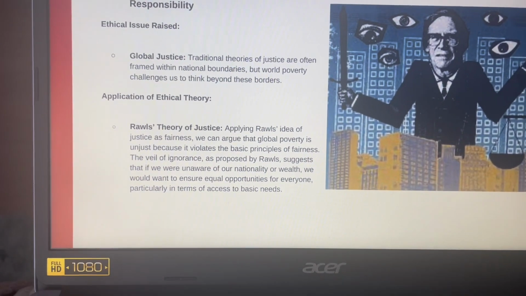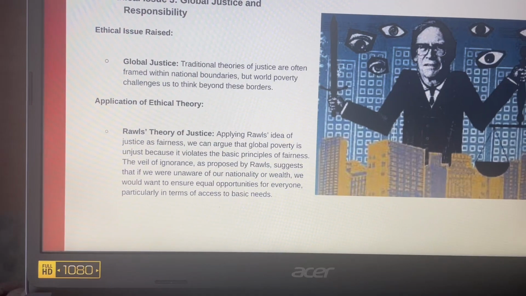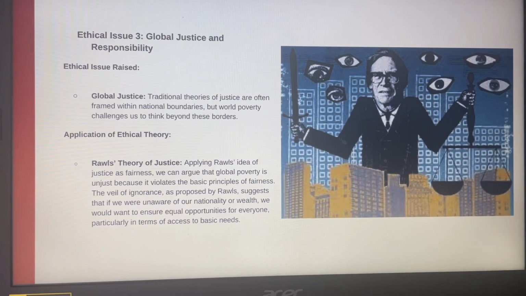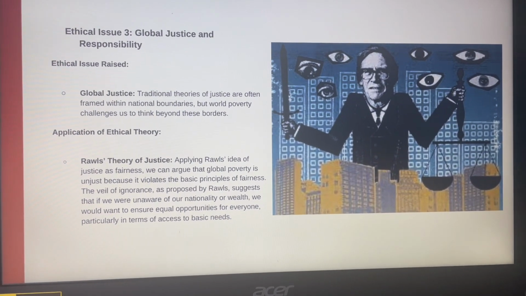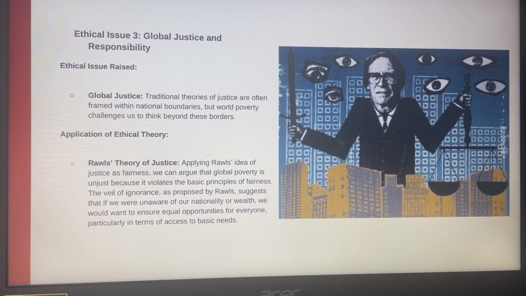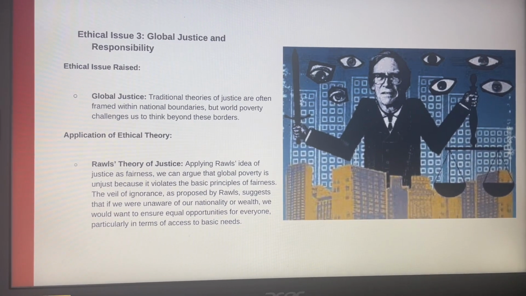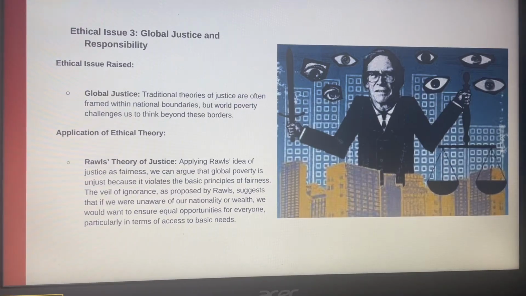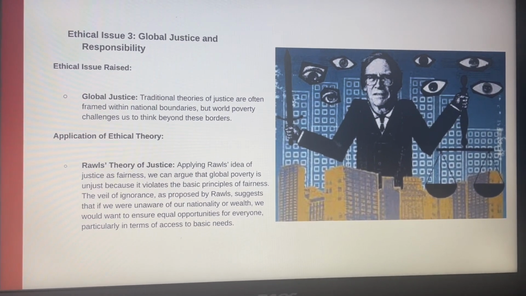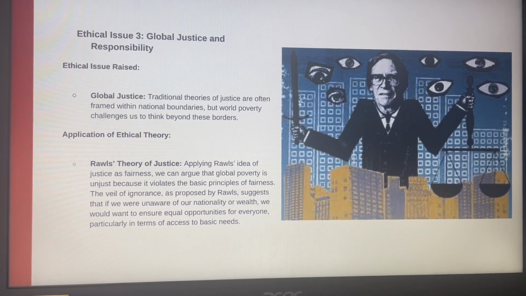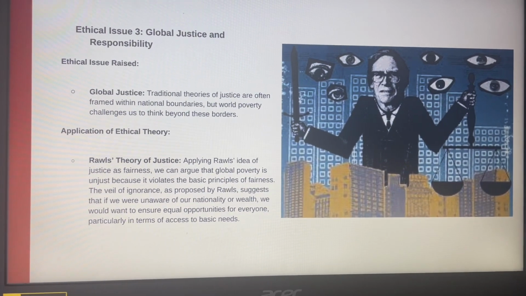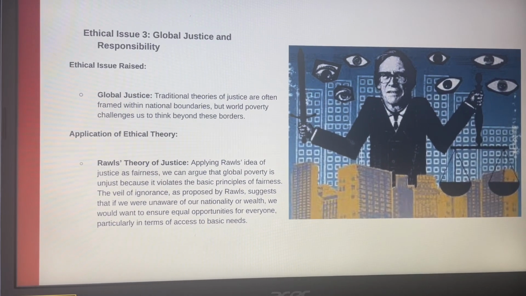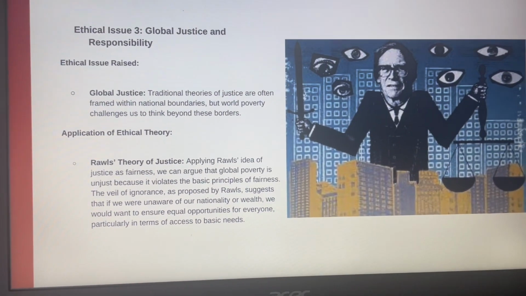The third ethical issue, global justice. Traditional theories of justice are often framed within national boundaries, but world poverty challenges us to think beyond these borders. The application: Rawls' theory of justice. Applying Rawls' idea of justice as fairness, we can argue that global poverty is unjust because it violates the basic principle of fairness. The veil of ignorance, as proposed by Rawls, suggests that if we were unaware of our nationality or wealth, we would want to ensure equal opportunities for everyone, particularly in terms of access to basic needs.